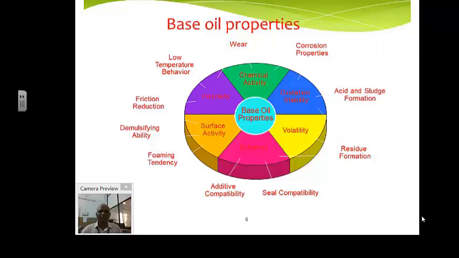So a base oil should have some essential properties like anti-friction properties, anti-wear properties, anti-corrosion properties, then resistance against sludge formation and resistance against residue formation. There should be sufficient seal compatibility and also additive compatibility. When you add additives, they should be compatible with the chemical nature of the base stocks. Also it should have low foaming tendencies, and when mixed with water, it should separate from it. That is called the demulsifying ability of any lubricant.